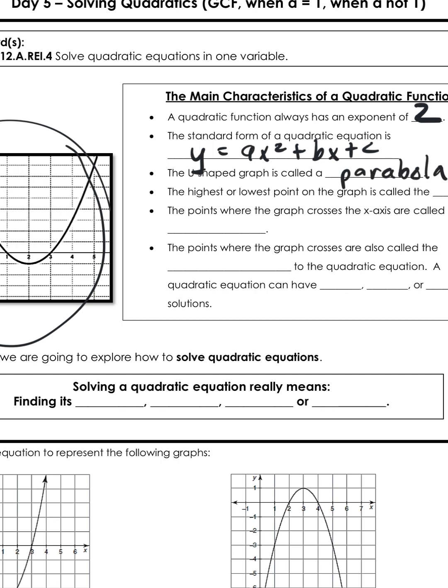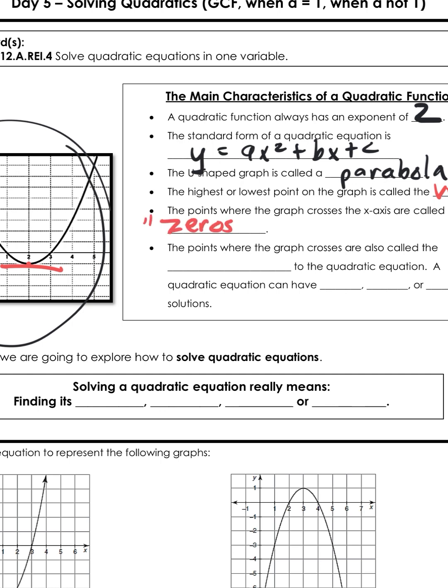And the highest point or the lowest point on the graph, that's going to be what we call the vertex. It's this point right here where the parabola changes direction. That's known as the vertex. The points where the graph crosses the x-axis are called the zeros.